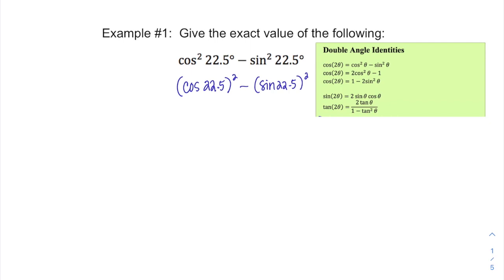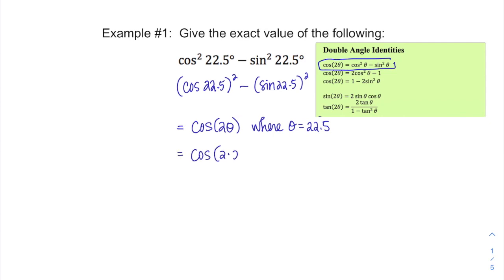value of. So do you see a formula in our green box here for a cosine squared minus a sine squared? And it's our very first one. This must be equal to cosine 2 theta. And theta in this question is 22.5. So really I'm asking for cosine 2 times 22.5, which is cosine 45, which is radical 2 over 2. That's all it's looking for.